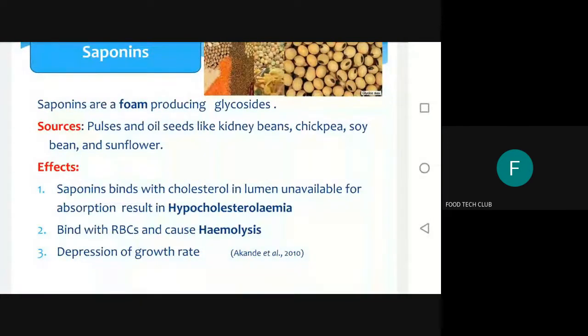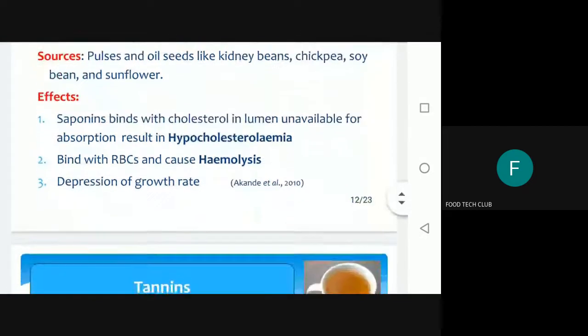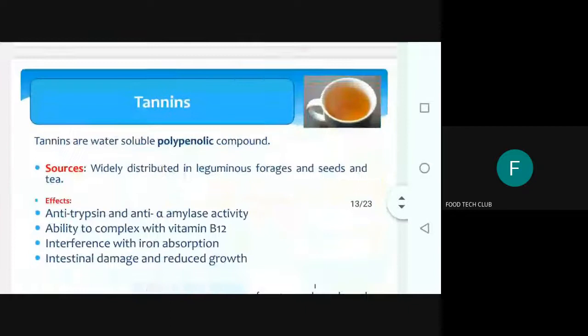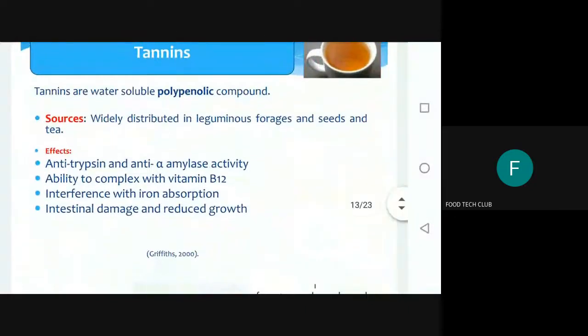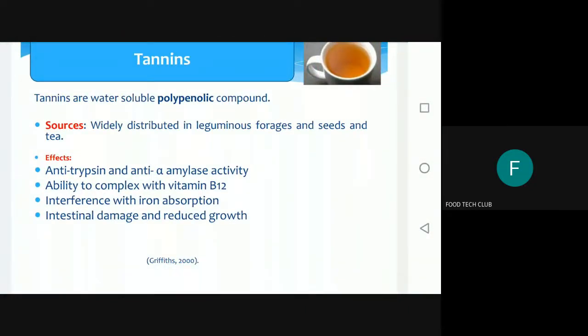Hypercholesterolemia is the excess quantity of cholesterol present in our body, which is also very bad because it contributes to cardiovascular diseases. At the same time, it is also very dangerous because it will not aid in the formation of tissues or other cells that are important in our different organs. The saponins also bind with the RBCs and cause hemolysis, and they interfere with the growth rate.